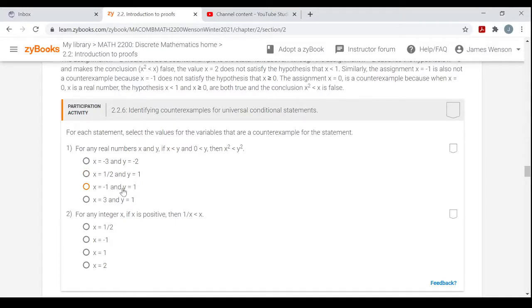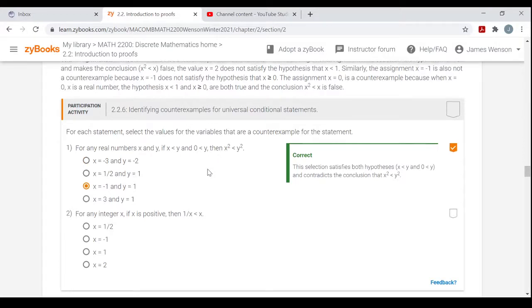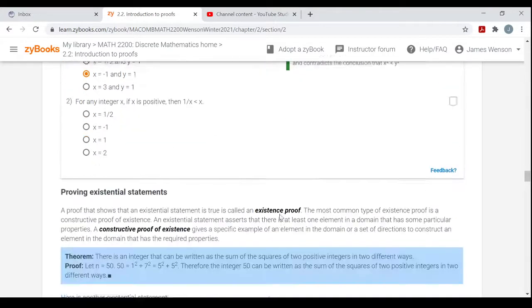This is good. X is less than y. Y is positive, so it satisfies the hypothesis. And 1 squared is less than 1 squared? That's false. 1 squared is equal to 1 squared. So this is a counterexample, right, to show that this statement is actually a false statement. This is not a true statement. And you can do this on your own, number 2.